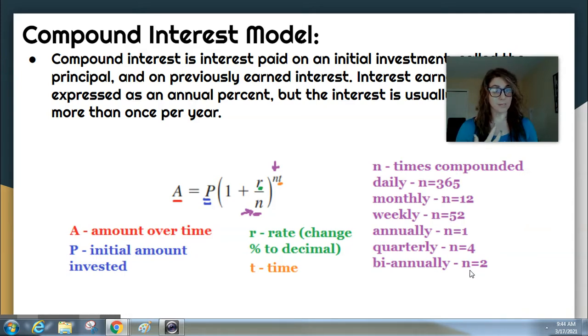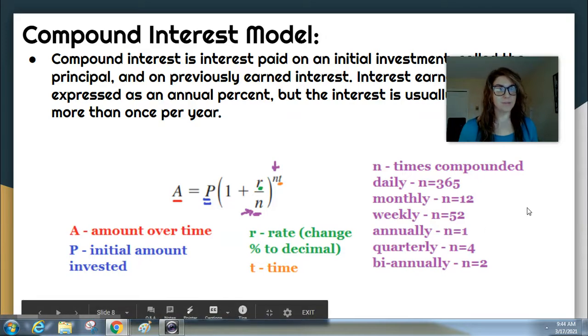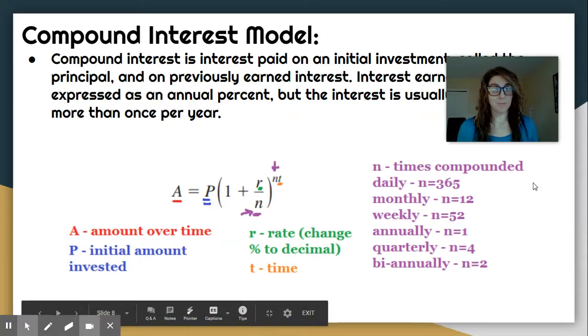Monthly, your N is 12 months in a year. Weekly is 52 for the 52 weeks. Annually is one year. Quarterly is four times a year. Biannually is twice. There are some other ones, but these are your basic ones that you're going to see. Usually you'll see daily, monthly, weekly, or annually. All right, so let's do an example with that, and then we'll be done with our models.